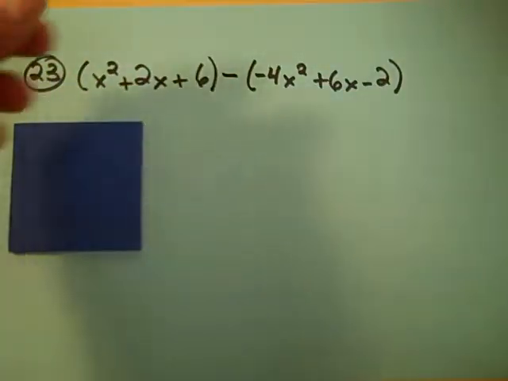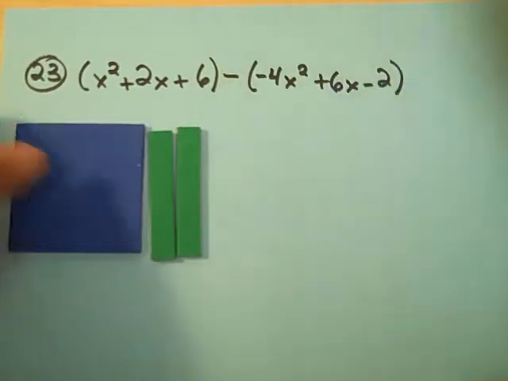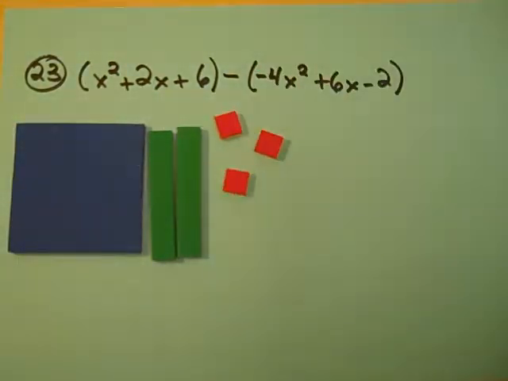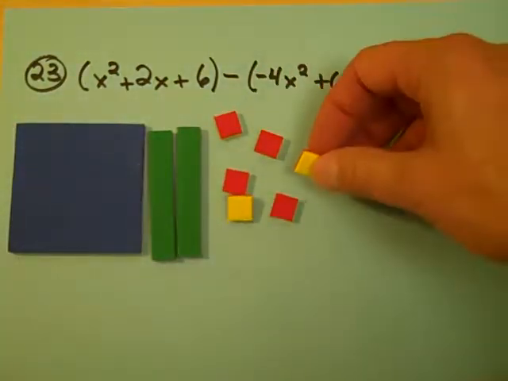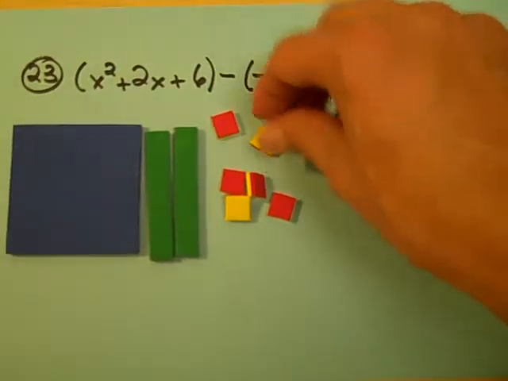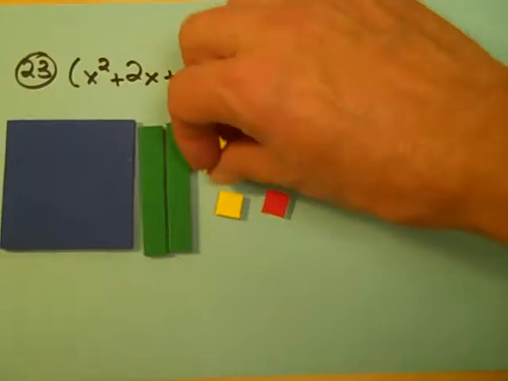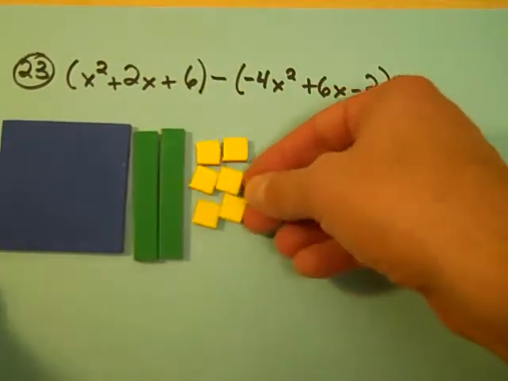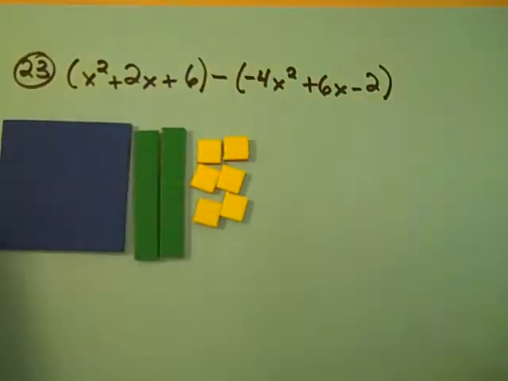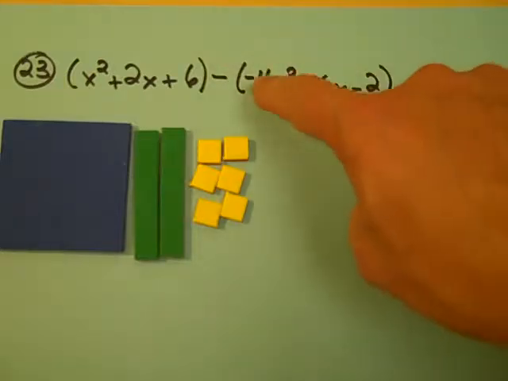We have x squared plus 2x. So get my rectangles, and I've got a plus 6. So let's bring those in, and let's see if we can get those to go in the right way. They should be little yellow squares. Plus 6, plus 6, plus 6. We got it. X squared plus 2x plus 6. Pay no attention to your subtraction sign.